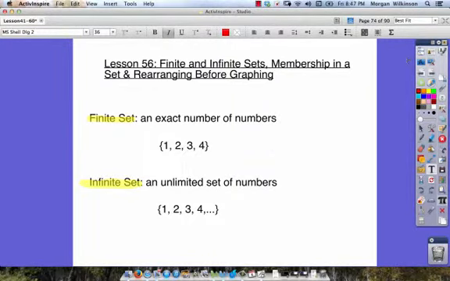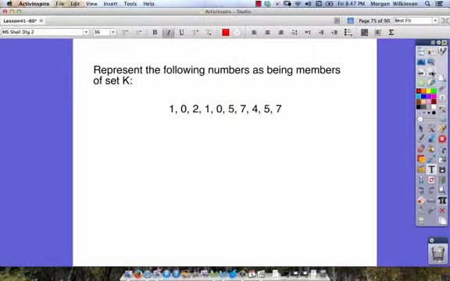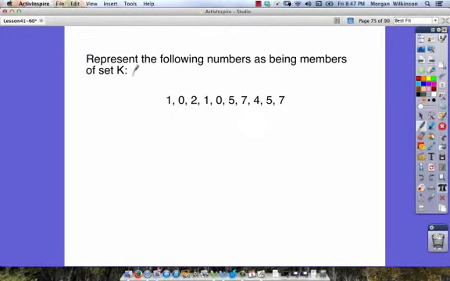Let's look at a couple examples. Here we want to represent the following numbers as being members of set K. So K is going to equal, and then within our braces, which has to be a brace for a set, we're going to have our numbers. And when we write out our numbers, we can write them numerically or not. It doesn't make a difference. But writing them numerically helps us to identify any patterns that we have.